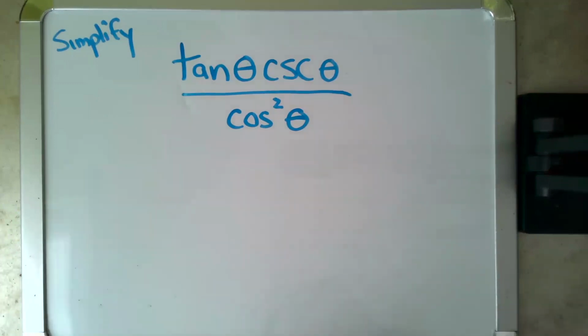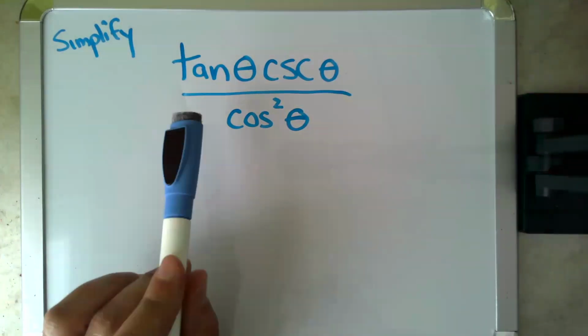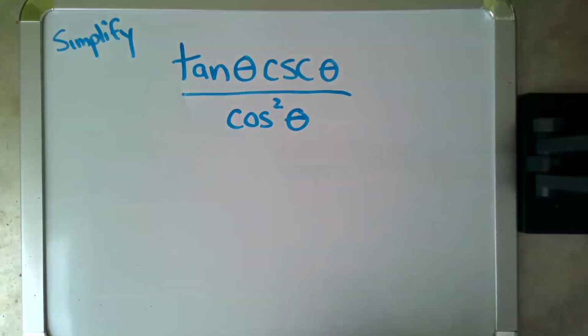In this video, we're going to play around with the 6 basic trigonometric functions and how to simplify expressions using them. Take a look. All right, so let's say the problem we're facing asks us to simplify tan theta times cosecant theta all divided by cosine squared theta.